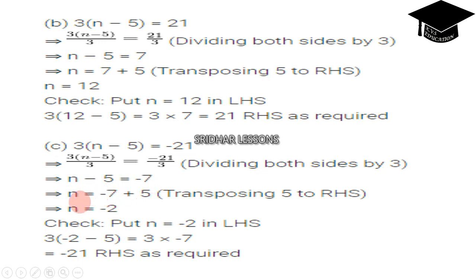That means upon transposing minus 5 to the right hand side, n is equals to minus 7 plus 5. That means n is equals to minus 2. To verify the value, put n is equals to minus 2 in the left hand side. 3 into minus 2 minus 5. That means 3 into, okay, this will become minus 7. So this is equals to minus 21, which is equals to right hand side. Okay.